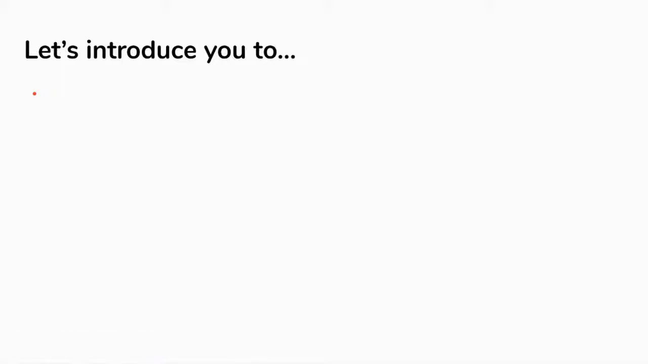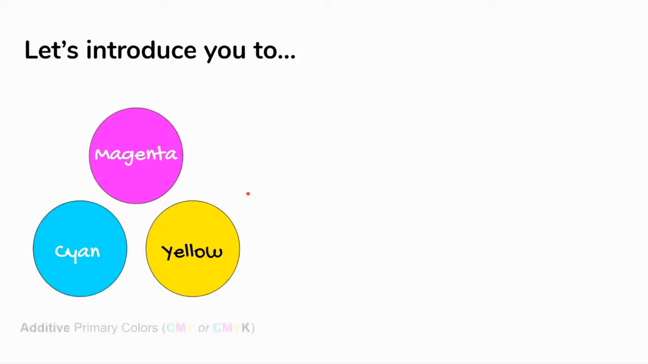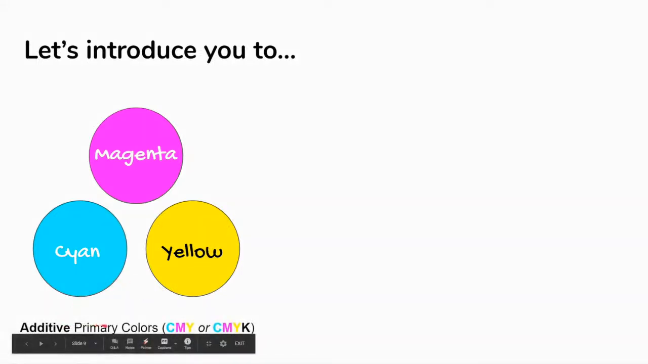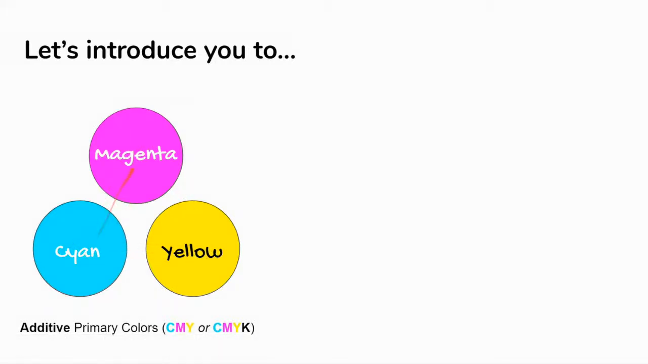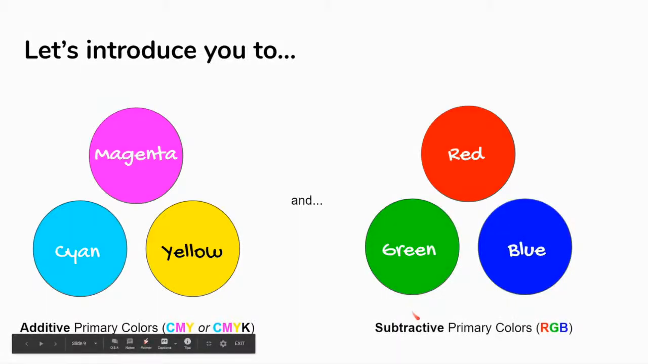Let's introduce you to some new colors. These colors are cyan, magenta, and yellow. These are called additive primary colors. It's a long word, but it basically just means that these are the true primary colors. And what happens if you mix these colors together? What are the secondary colors? These are called red, green, and blue. I'm sorry, these are called subtractive primary colors.